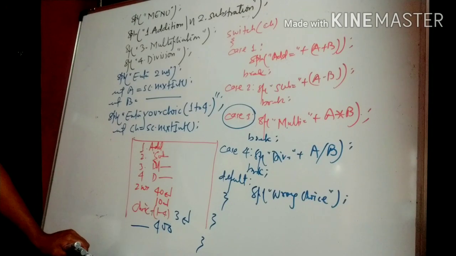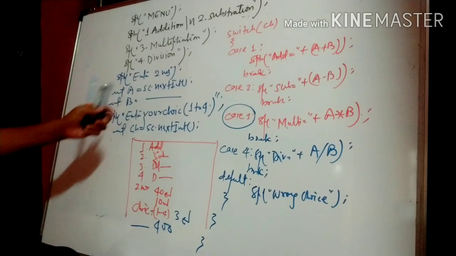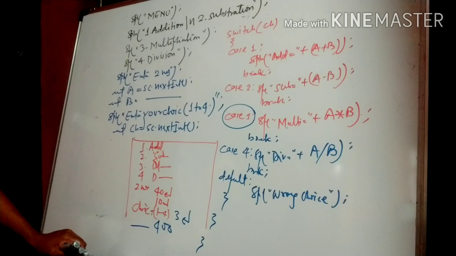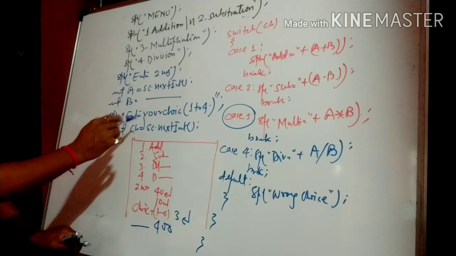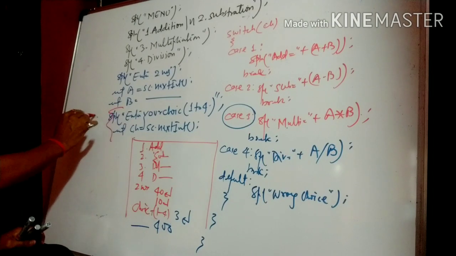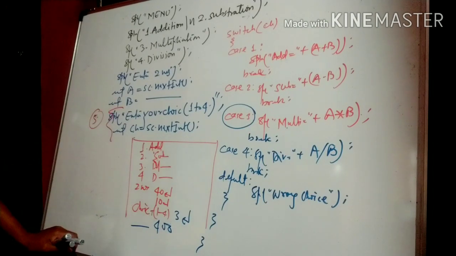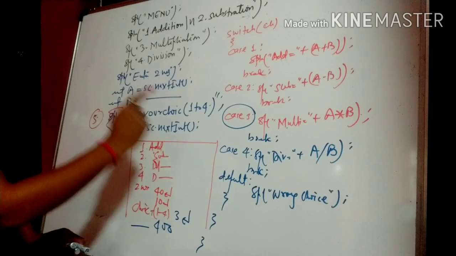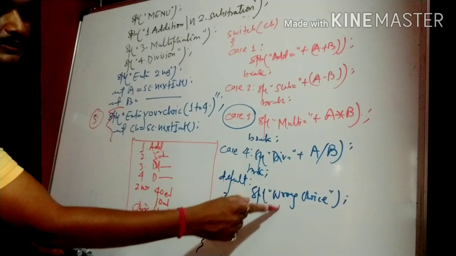This is a menu driven program. This is a user choice program, also known as a switch case program. And if somebody inputs 5 here, case 5 is not there, so where will it go? It will go to the default part and it will display wrong choice.